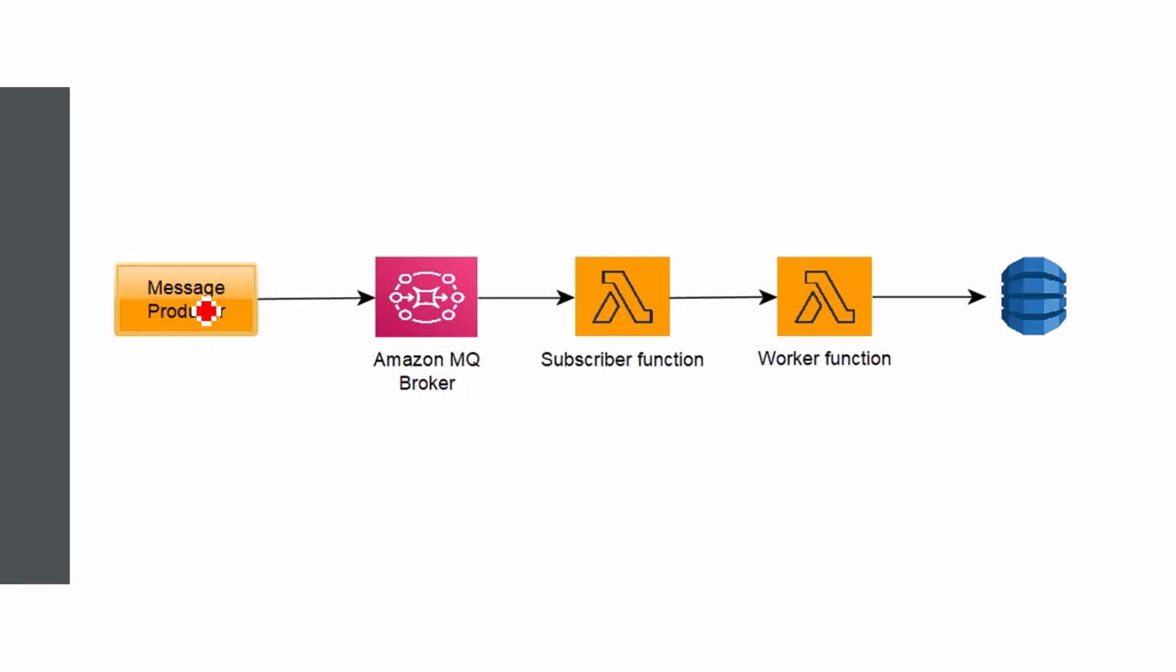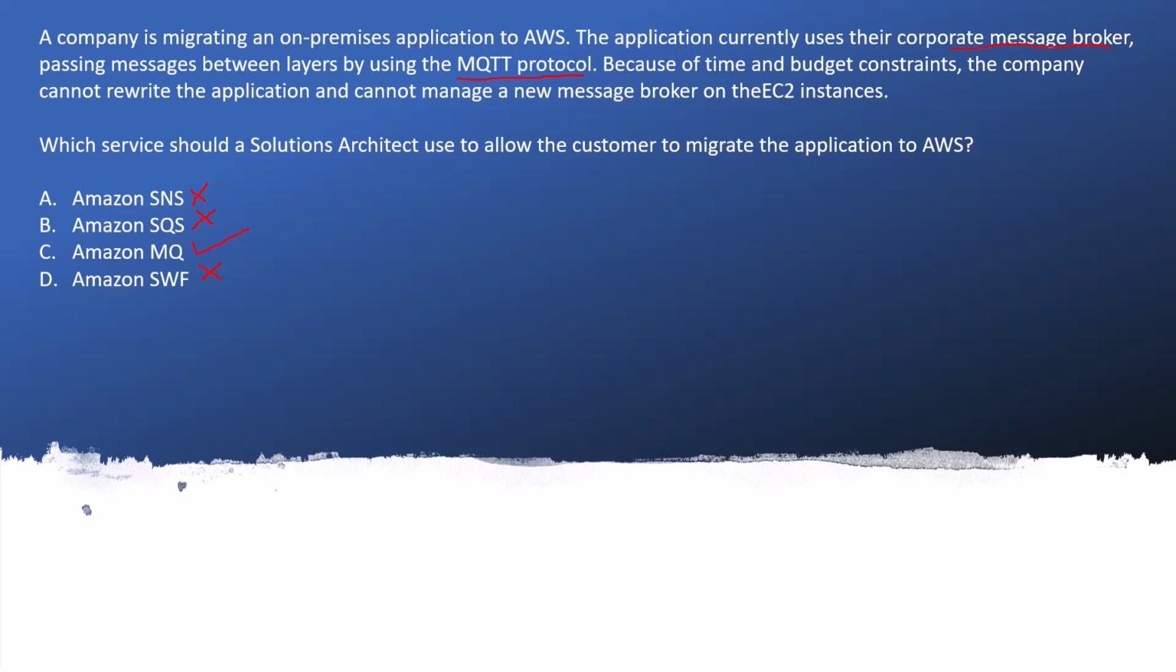So let's jump on the other slide. There is a message producer here which is sending data to the Amazon MQ broker, and there is a subscriber function, a worker function, and data is being written to DynamoDB. This is just one example. It could be something else, but the Amazon MQ broker is suitable to use in such a scenario.